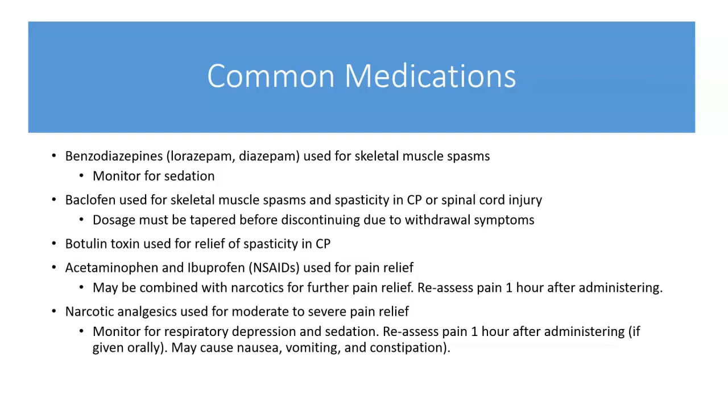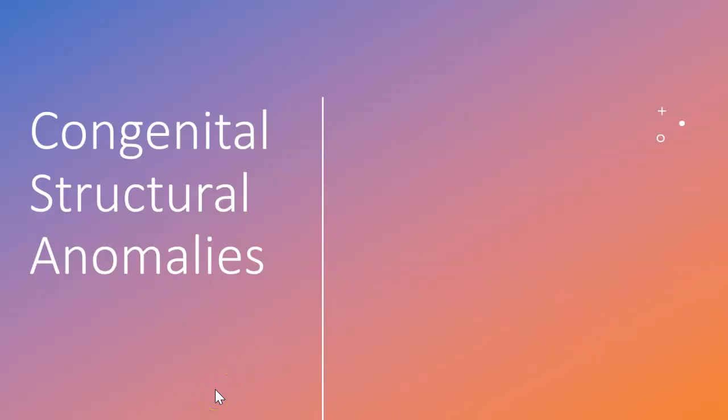Narcotic analgesics may be used for moderate to severe pain relief, such as in the case of a severe fracture. It is important to monitor for respiratory depression and sedation when giving narcotics, and again to reassess pain about 1 hour after administering when we give these medications orally. It is also important to note that narcotic analgesics may cause nausea, vomiting, and constipation for your patients. Next, we'll move on to a discussion of congenital structural anomalies.